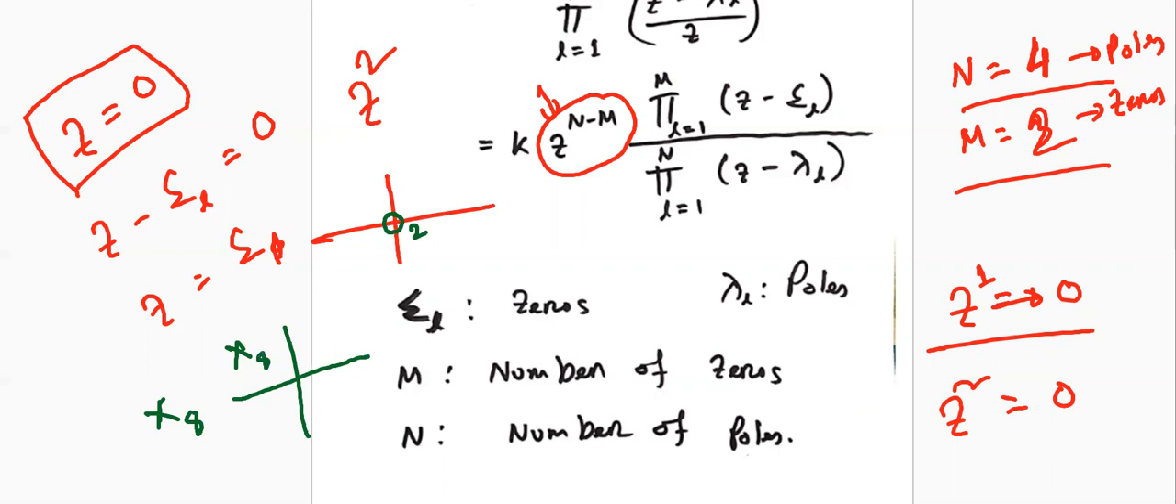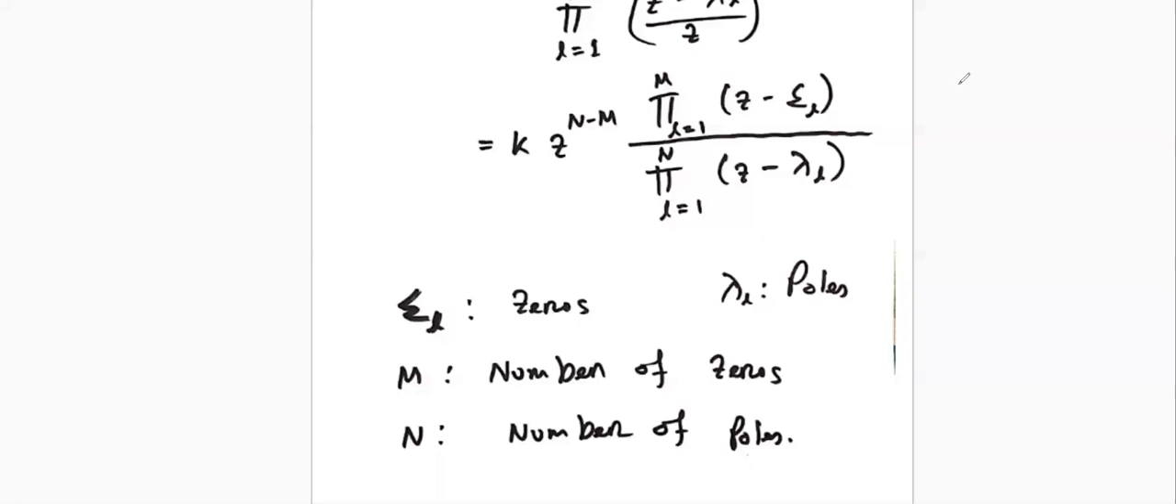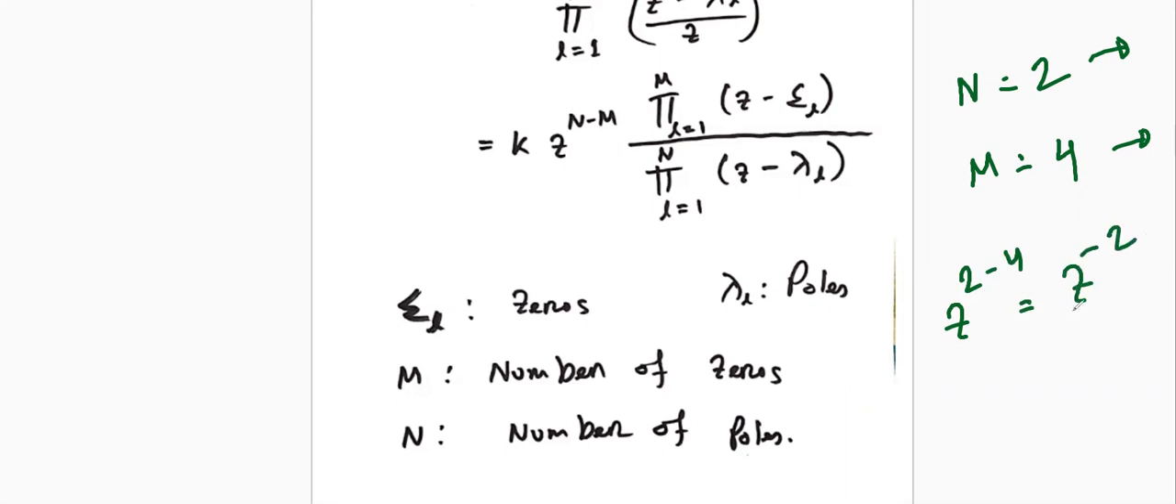On the other hand, if you have, let's say, N equals 2 and M equals 4, that means you have 2 poles and 4 zeros. In that case, what will happen? You can find that Z to the power 2 minus 4 equals Z to the power minus 2. It means that this is 1 divided by Z square. So now this is in the denominator.